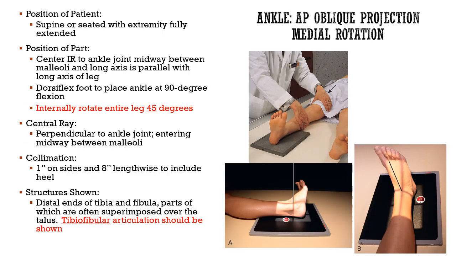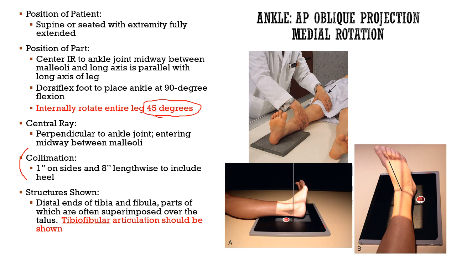On the AP oblique projection, medial rotation, this is a 45-degree medial oblique. We're still going to dorsiflex the foot to 90 degrees, and we're going to have our beam perpendicular to the ankle joint, entering midway between the malleoli. We're going to have the same collimation we did previously.